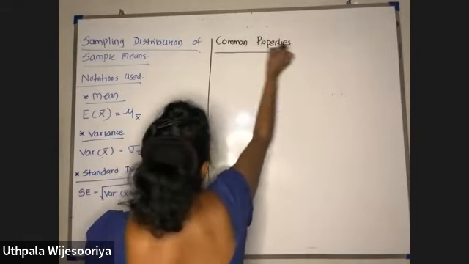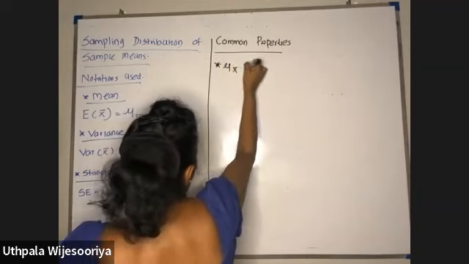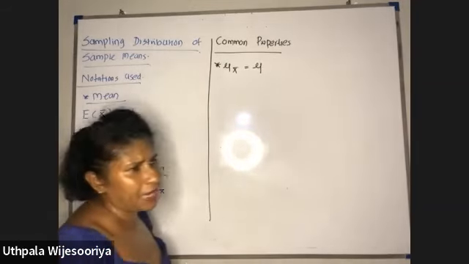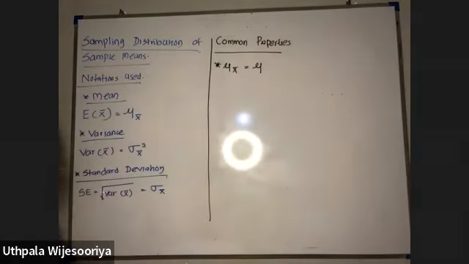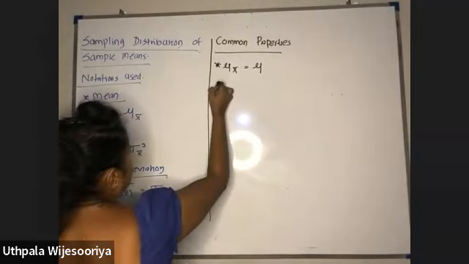So mu X bar, what is that? The mean of the sampling distribution of sample means is equal to the population mean mu. Learn this notation, mu X bar equals mu. So then what is the second property? The second property is regarding the variance.